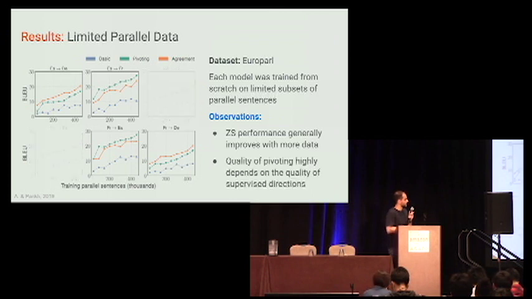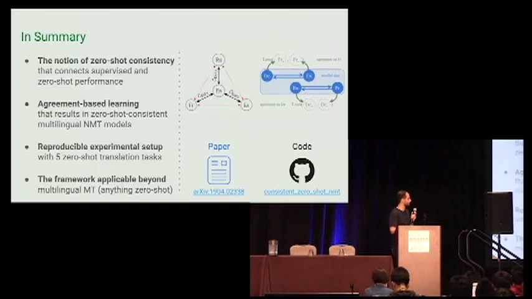But we also see that pivoting is quite sensitive to the language pair that we're looking at, because it's quite sensitive to the supervised direction. So sometimes it is superior to the agreement-based model, and sometimes it is inferior. So it oscillates across the data sets, while agreement is pretty much stable.